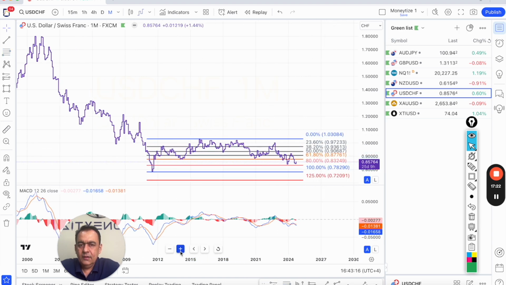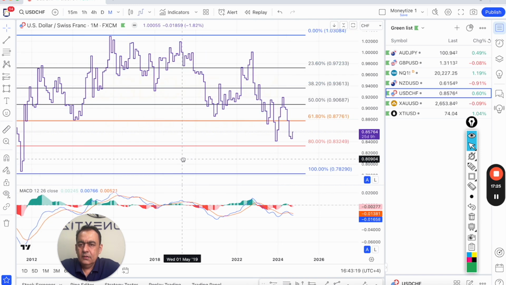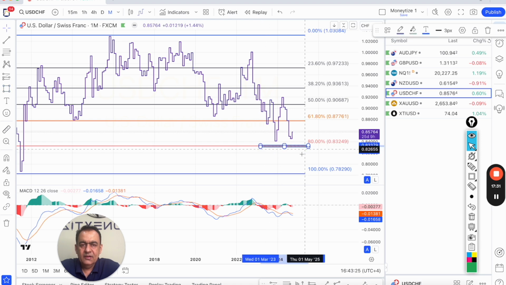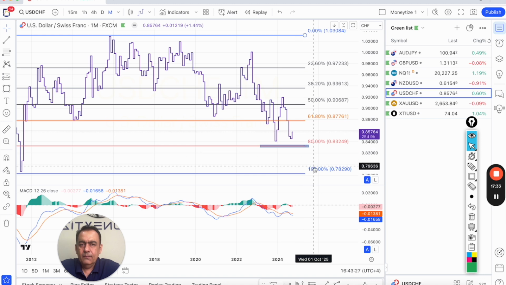Now I'm going to zoom in. Now if you notice, we've got a bounce from fib retracement 80%. So this is a support zone.